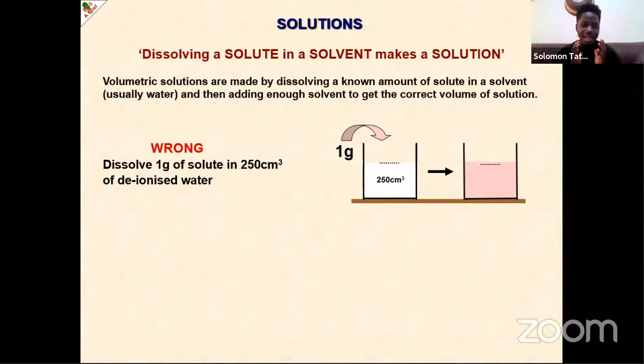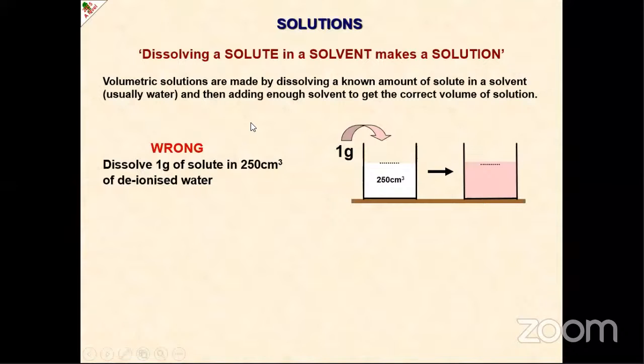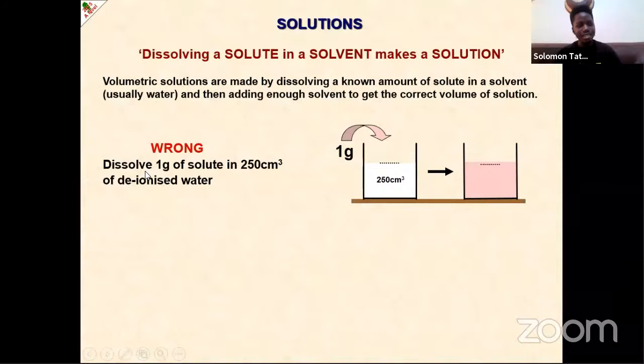Now, here is a perfect wrong way to do it. If you ever want to do it the wrong way, this is how you should do it. So if you want to do it the wrong way, for example, you dissolve 1 gram of a solute in 250 cubic centimeters of deionized water.